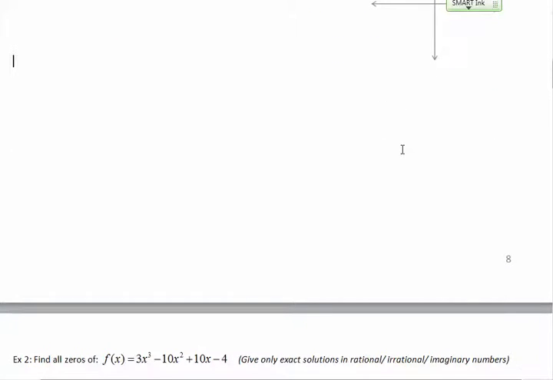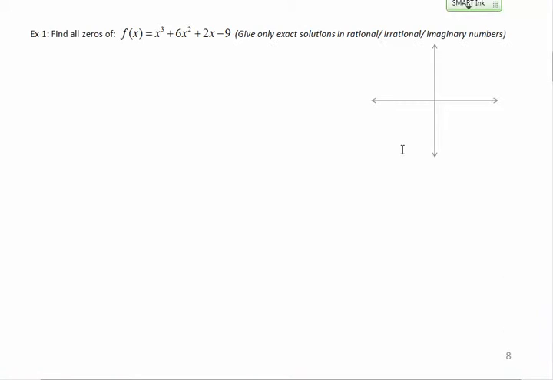So example problem number 1 says find all the zeros of this polynomial. It's a cubic polynomial, so I can tell right away how many total zeros there are going to be. How many total solutions or zeros? There's going to be 3 because it has a degree of 3. Remember, that includes their multiplicity. Sometimes we have double zeros, and those would count as 2. We'll see some examples like that.